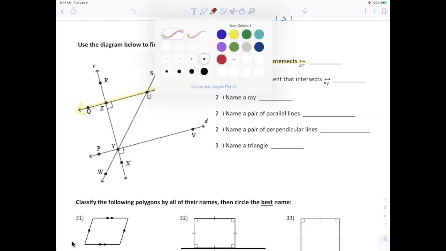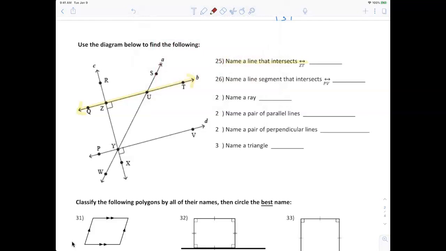So I'm going to give you your choices. You could have said this right here, that intersects. And we can call that line, you could choose any of the two letters that are on that line. So you could have said WS, or you could have said YU if you wanted to. There are other options there, but those are two options.